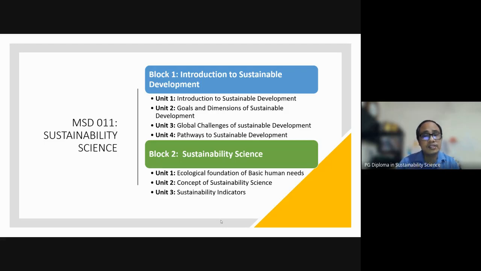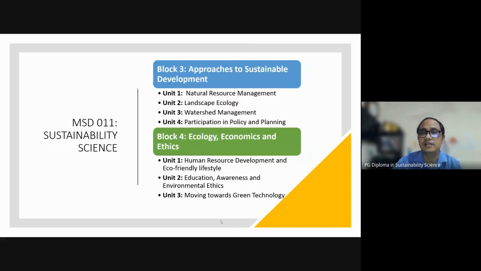Then block 2 comes after having an understanding of sustainable development. Pathways to sustainable development is the principle of sustainability science. When we try to understand this principle, first and foremost we need to understand the ecological foundation of basic human needs. As we know, what is happening across the world, the degradation, environmental pollution, and threats to planet Earth, is because of human greed. Then we'll look into the concept of sustainability science and the basic indicators of sustainability, right?